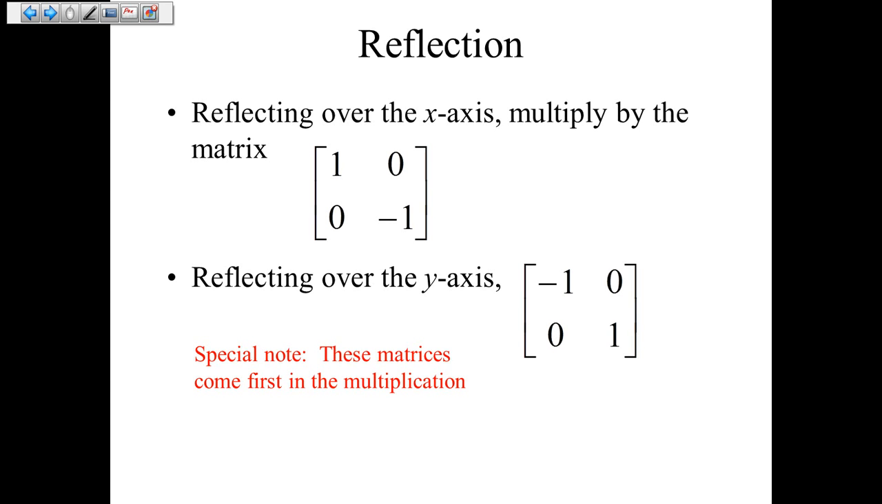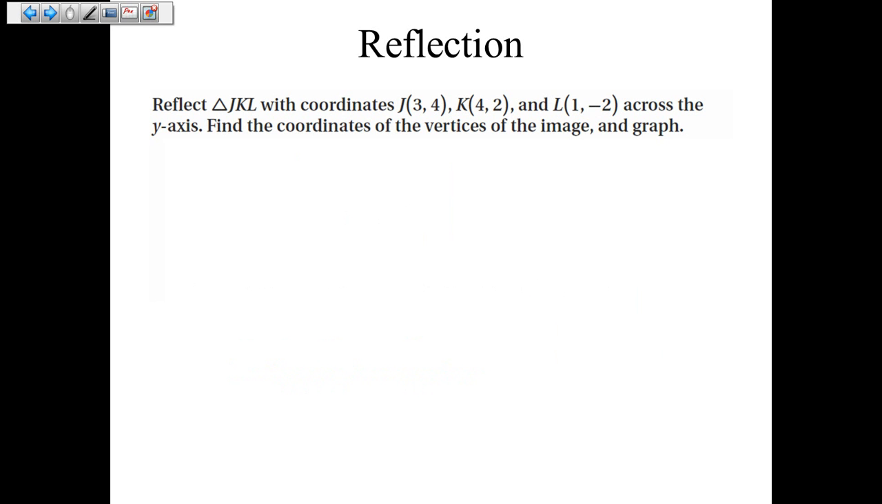Now, something very special to remember, regardless of what size our coordinate matrix is, regardless of what shape we're working with, these reflection matrices always go in front for the multiplication. So you always start with this matrix followed by your coordinate matrix. So let's take a look at one.